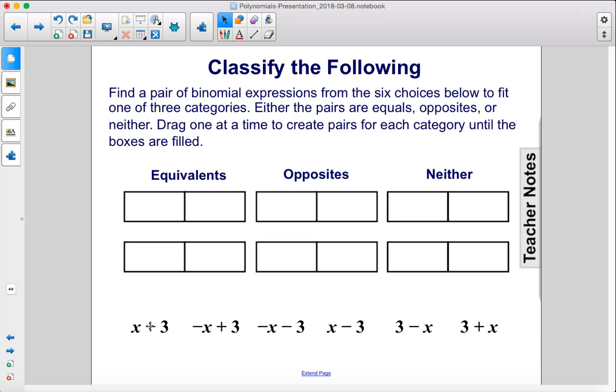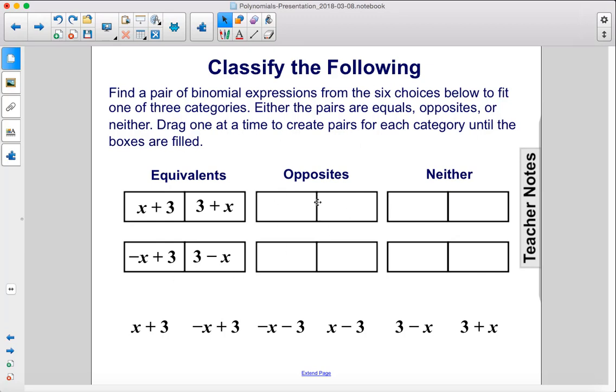Alright, equivalence. Let's start with x plus 3. What's the equivalent to x plus 3? 3 plus x. They have the same sign, they're just switched places. Alright, another equivalent would be negative x plus 3 and 3 minus x. Once again, these are just swapped places.